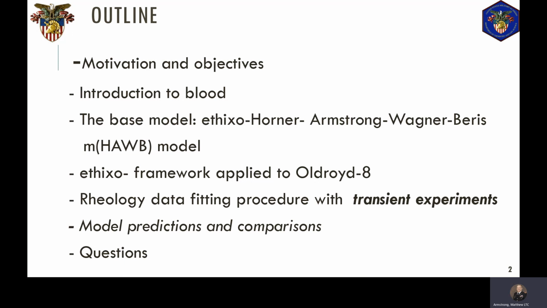I'm going to go through some of the motivation, and we'll talk a little bit about the complex character of human blood. We'll then dive into the models, to include the modified enhanced thixotropic Horner-Armstrong-Wagner-Beris, and then we'll see about the Oldroyd-8 framework. And we'll talk about the fitting procedure that is identical for each of the models discussed today. And then we will determine from our model predictions and comparisons which model has the lowest cost function.